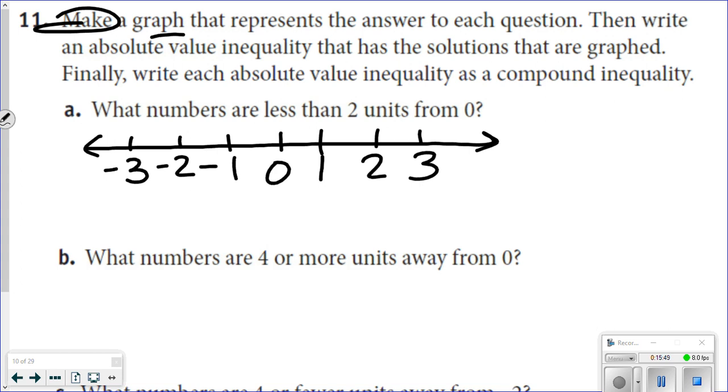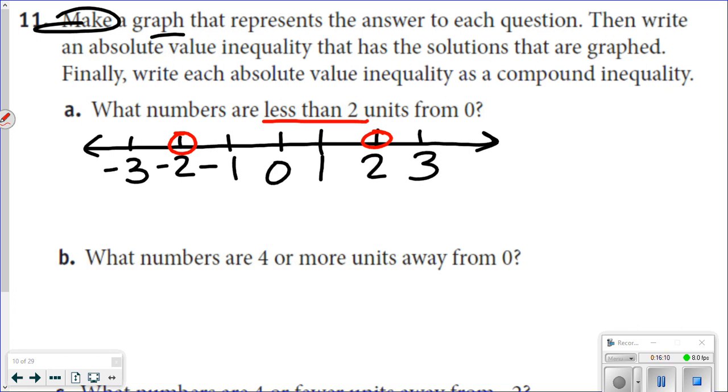Less than 2 units from 0. So start at 0. We're going to go 1, 2 to the right. Start at 0, 1, 2 to the left. Notice it just says less than 2. It doesn't say 2 or less, 2 or fewer. So we need to keep our circles open here.